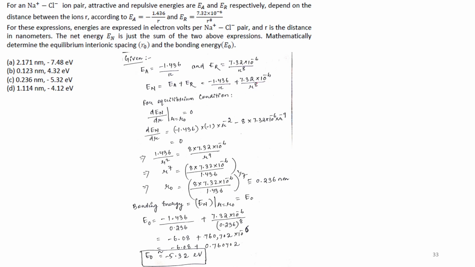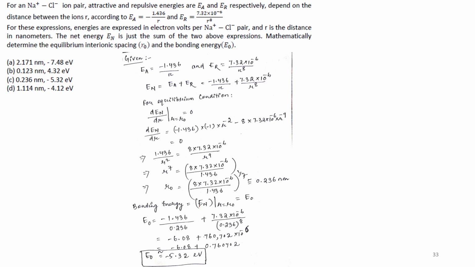For finding that, we have to find the R0 value, which is R in the equilibrium condition. What will be the distance between the two ion pair? For the equilibrium condition, what will happen? dE_N divided by dR is equal to 0. So take the derivative first, equate it with 0 and find the R0 value corresponding to it. So you will get 0.236 nanometer.